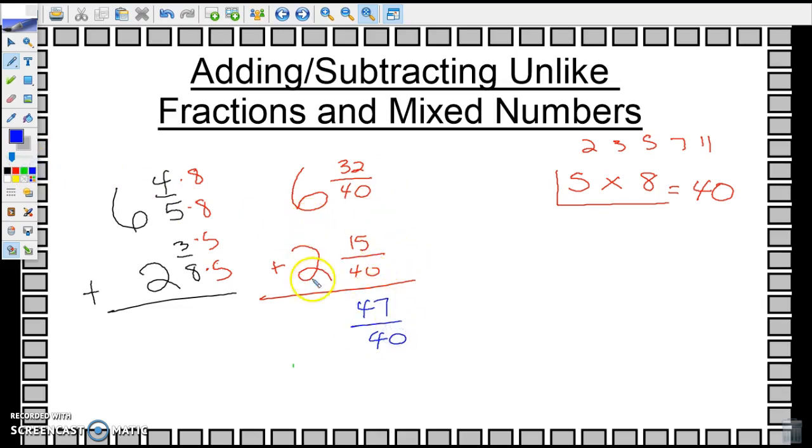So now I take 32 plus 15, and I get 47/40, and 6 plus 2 is 8. Well, I can't reduce these because none of 2, 3, 5, 7, or 11 can divide evenly into 47 and 40, but I do notice that I have a top-heavy fraction.